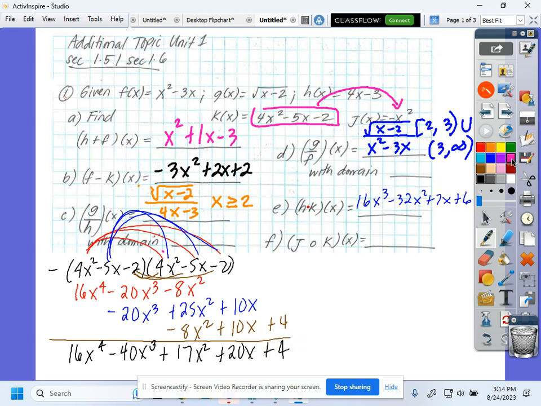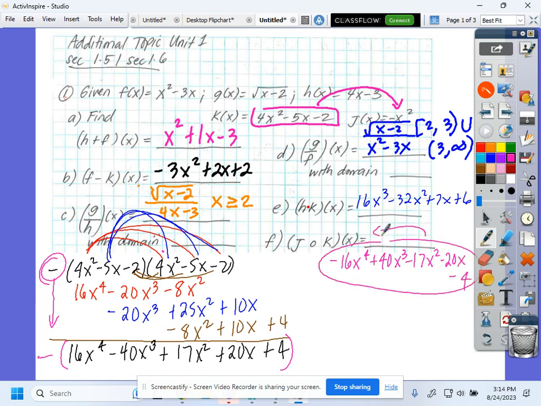But take note that there's a negative here. You're going to bring it down. You're going to distribute the negative to all of them. That gives us the answer of negative 16x to the 4th plus 40x cubed minus 17x squared minus 20x minus 4. And that's the complete answer for letter F. Kaboom!